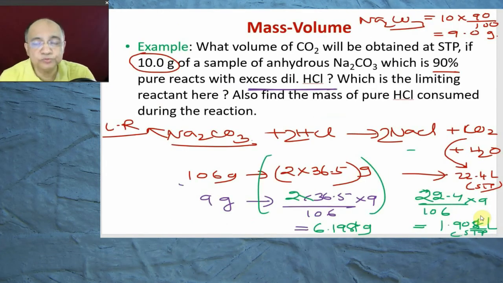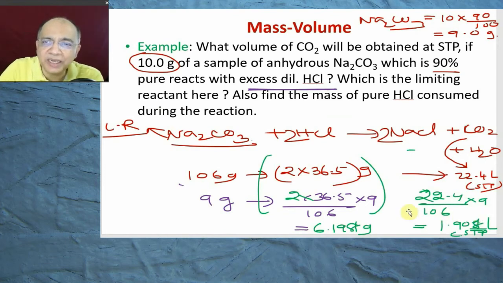Then mass volume. We completed mole volume, now mass volume. What volume of carbon dioxide will be obtained at STP if 10 gram of a sample of anhydrous sodium carbonate, which is 90% pure, reacts with excess dilute HCl? Here again, HCl is the excess reactant. Obviously, sodium carbonate is the limiting reactant.